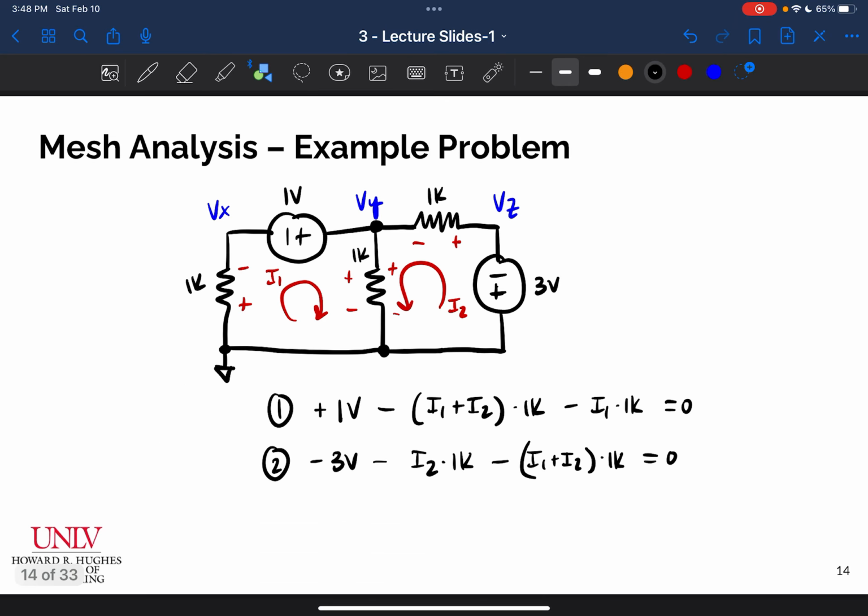Okay, so I got I1 and I got I2, and now I would be able to go back to the beginning of this problem and solve for my voltages. I'll go ahead and do that in the next video. This video probably got a little bit long with all that algebra.